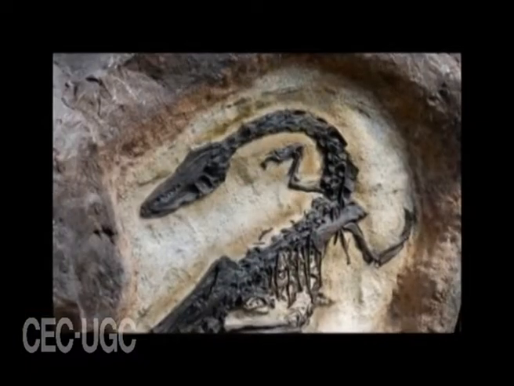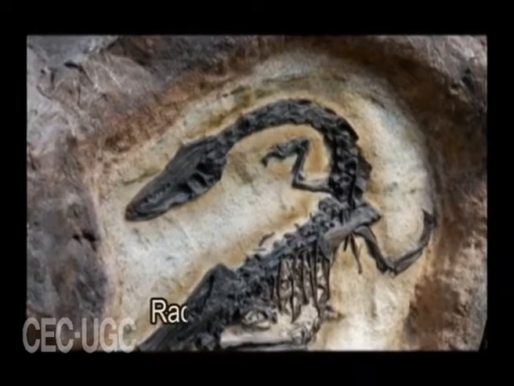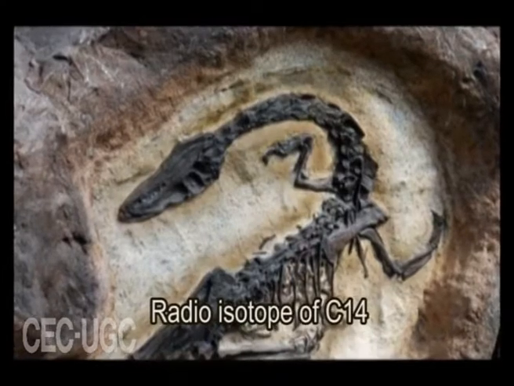It is one of the most important and popular methods of absolute or chronometric dating. The method is a chemical analysis used to determine the age of organic materials based on their content of the radioisotope of carbon, C14.